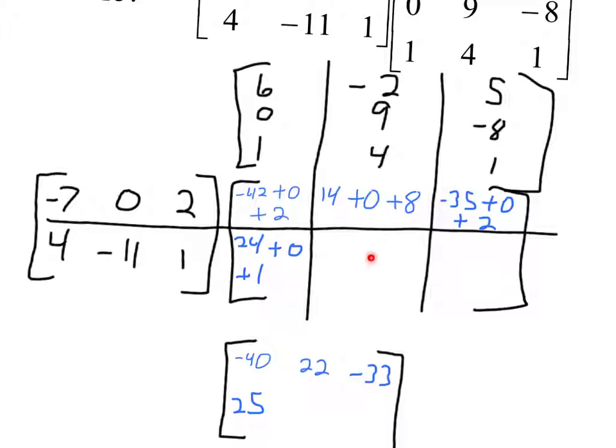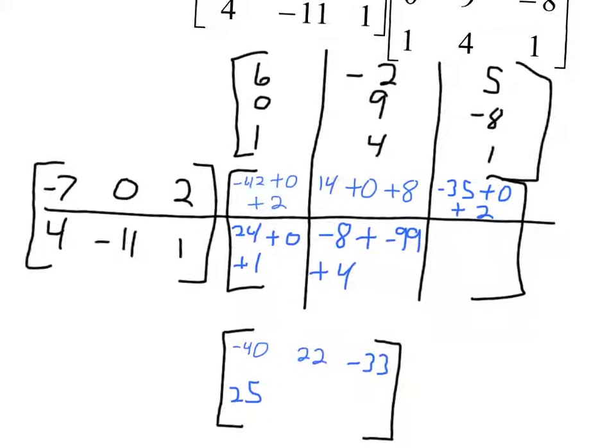Okay, here we're going to multiply this second row by the second column. So 4 times negative 2 is negative 8. Negative 11 times 9 is negative 99. And 1 times 4 is 4. So again, feel free to use a calculator with this. The way I think about this one is negative 8 and negative 99 add together to make negative 107, and then 4 is going to add 4 to it, so negative 103.